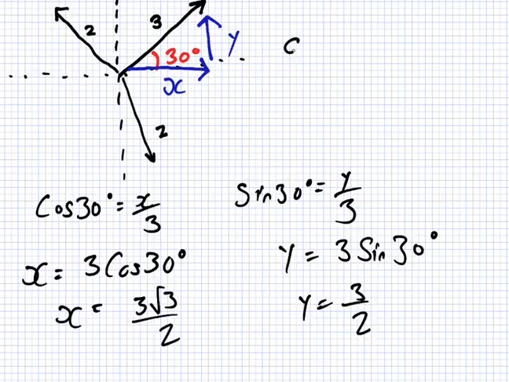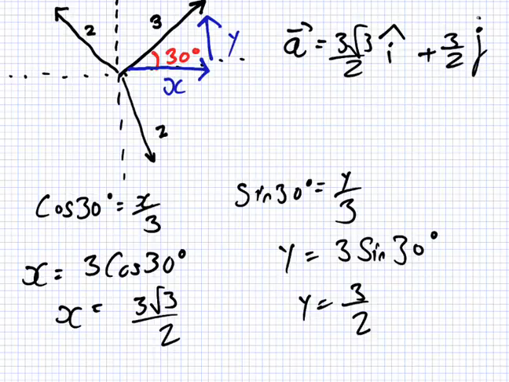So that means this vector here is 3 root 3 over 2 i plus 3 over 2 j. So that's the answer to the first part. Then it really continues like that for the rest of the question. They're all the same. They're just different angles and sides.